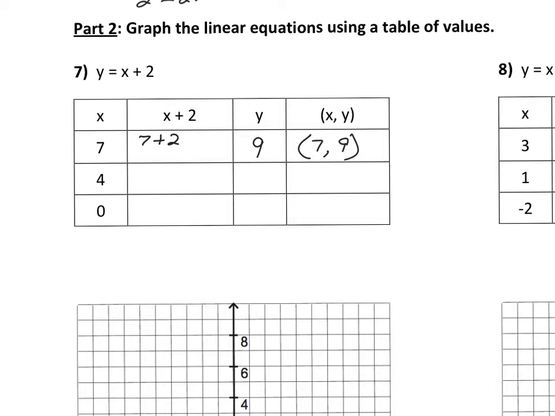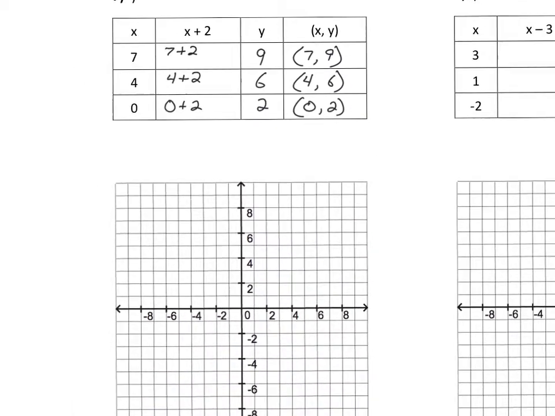Second one, the x value is 4. 4 plus 2 is 6. So my coordinate is 4, 6. And finally 0. And 0 plus 2 is 2. So I end up with 0, 2. And then I plot them on the graph.